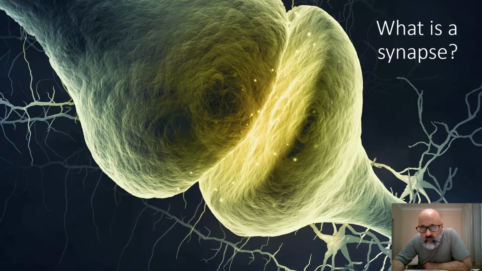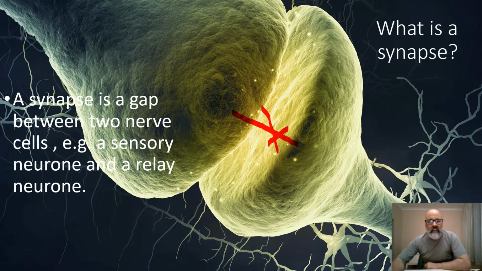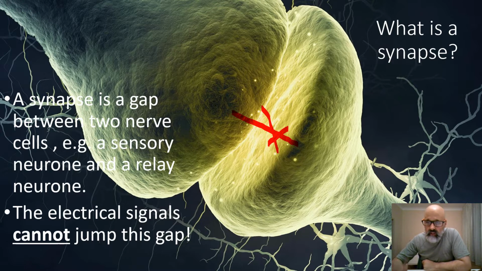I've pretty much already said what it is. Presynaptic nerve cell, postsynaptic nerve cell, gap in between. It is a very small gap, but nevertheless a gap in between. The electrical impulse cannot jump across that gap. The synapse is a gap between two nerve cells, for example, a sensory neuron and a relay neuron. Electrical signals, remember, said it twice already, they cannot jump across that gap.